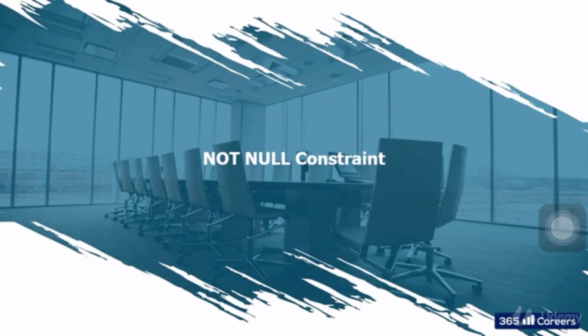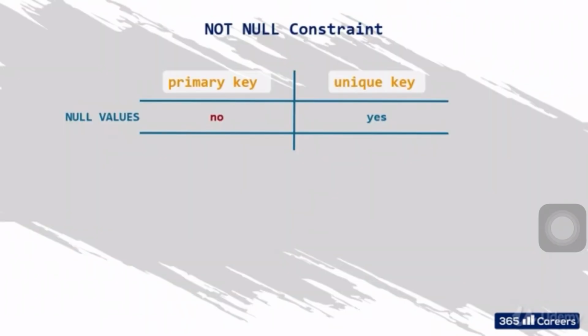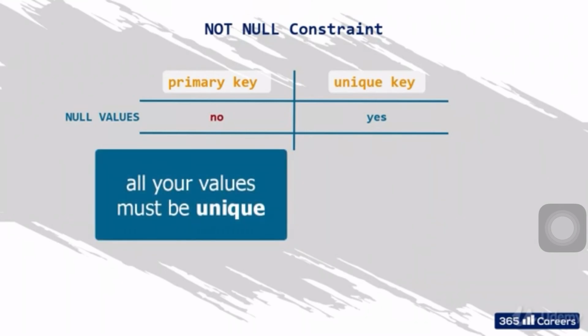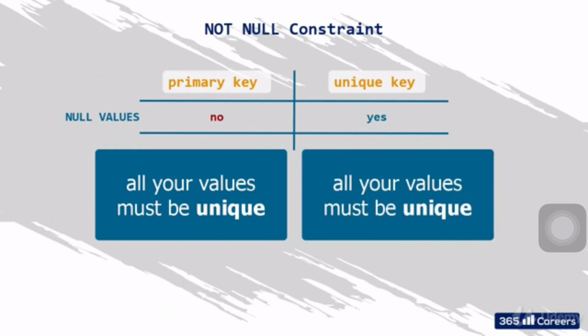All right, people, let's see what we remember about not null. When we introduced primary and unique keys, we discussed the main difference between the two. In a primary key field, all your values must be unique, and you may not have null values. In a unique key column, all your values must be unique, but it is unnecessary to have data in all records. This means you can have null values.